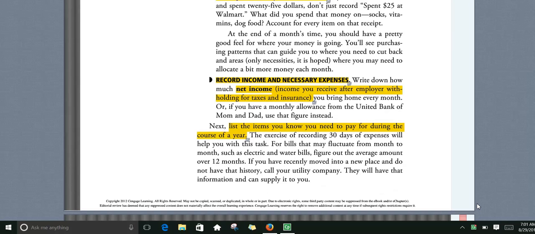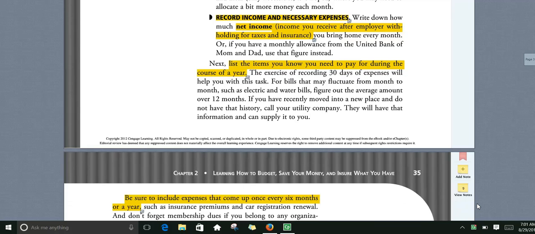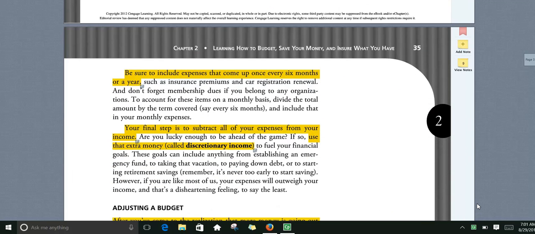Record income and necessary expenses. This is your income that you actually have to spend, so it's after your employer withholding taxes, your net income. List the items that you know you need to pay for during the course of a year. You want to also include anything that you have to pay every 6 months, such as car insurance. Most of us do pay that on a monthly basis, so we don't have to do that.